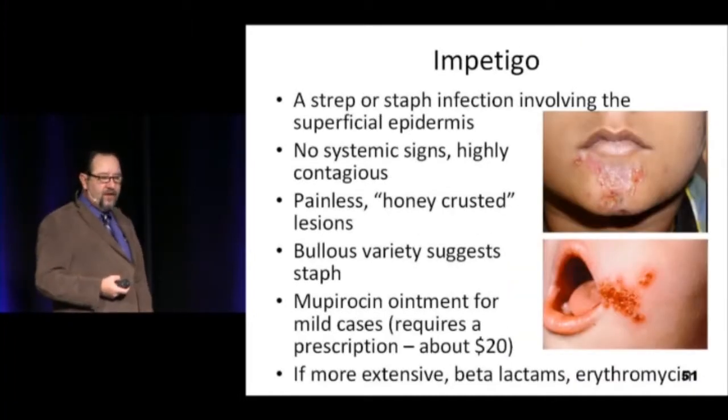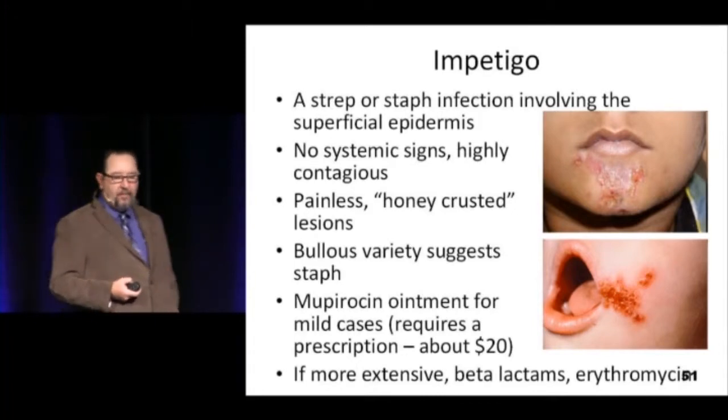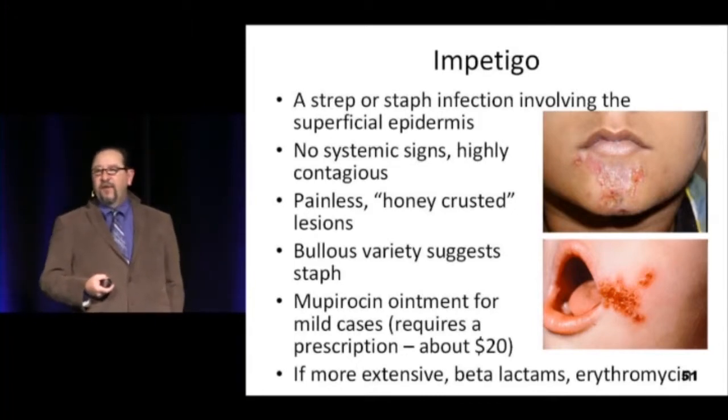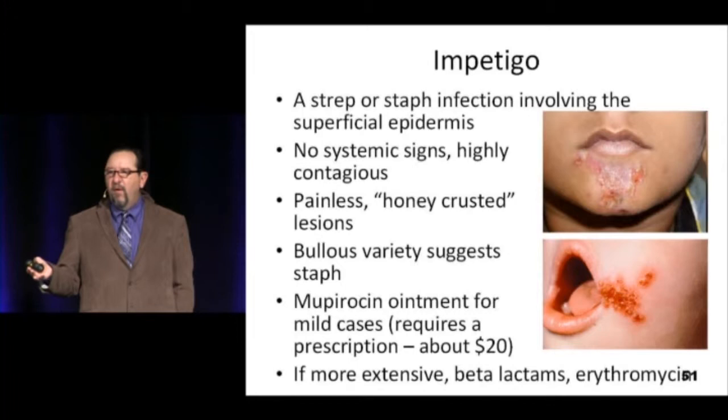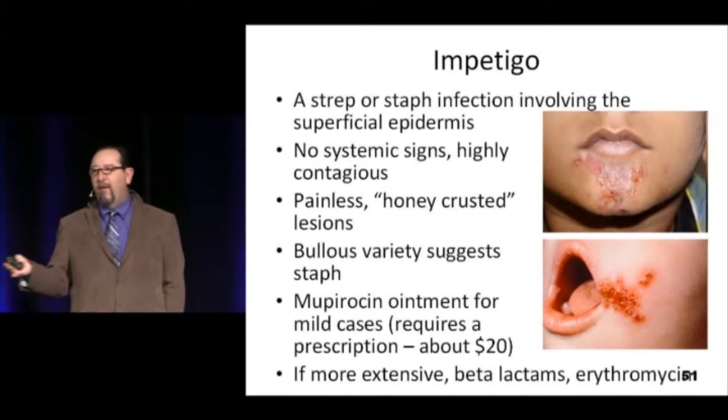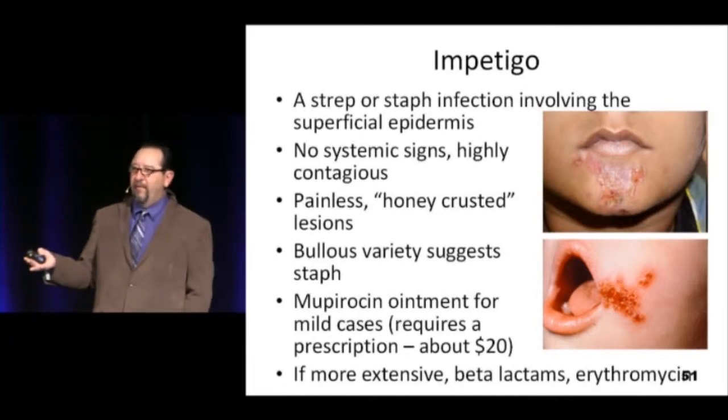Impetigo, honey-crusted. It can be bullous. If it's bullous, it's probably staph. If it's a small area, then topical antibiotics like mupirocin work just fine. Once it gets to be more, what's the limit for mupirocin? Most people say if it's greater than 3 by 3 centimeters. If it's more than that, then you're kind of out of the mupirocin alone treatment. You can give them mupirocin still, but you'd better add an oral antibiotic once it's more than 3 by 3 centimeters.